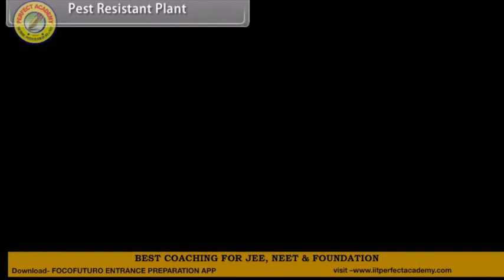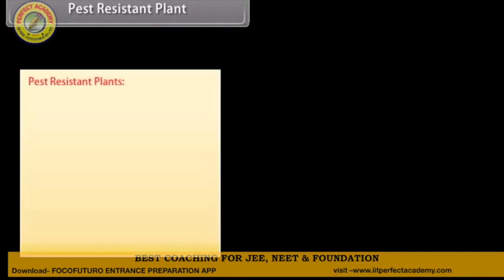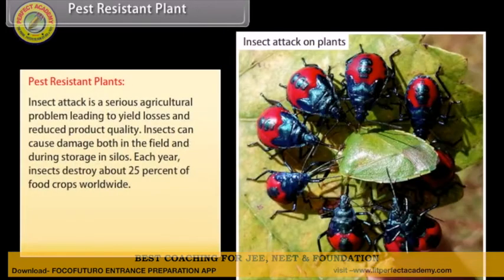Pest-resistant plants. Insect attack is a serious agricultural problem leading to yield losses and reduced product quality. Insects can cause damage both in the field and during storage in silos. Each year, insects destroy about 25% of food crops worldwide.